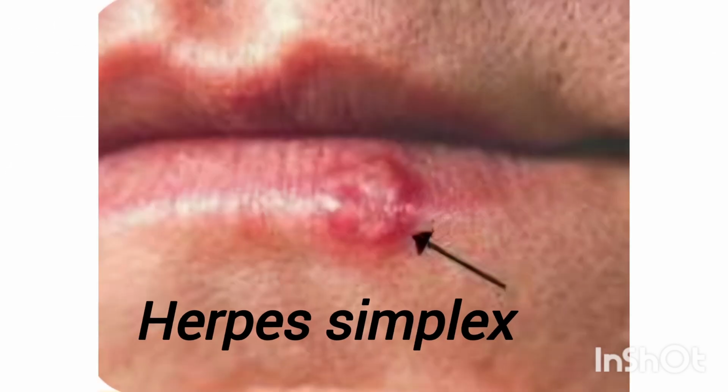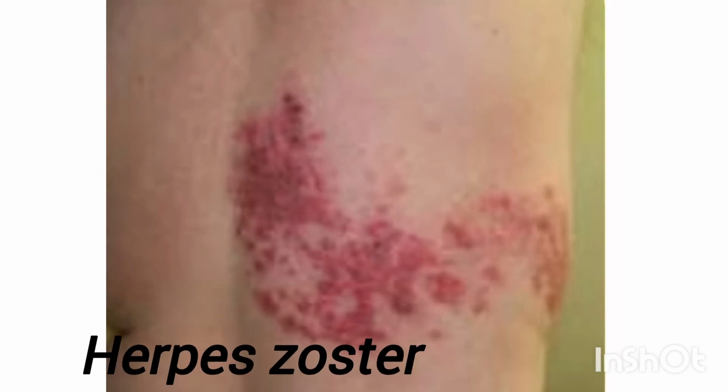This is herpes simplex. It is a common viral infection of the skin that tends to recur repeatedly and it is also called fever blister or cold sore. And this is herpes zoster which is also known as shingles and it is an acute inflammatory and infectious disorder, produces a painful vesicular eruption of red edematous plaques along the distribution of nerves from one or more posterior ganglia.